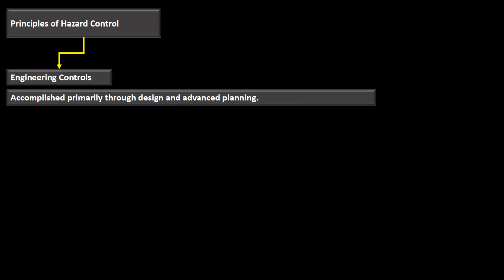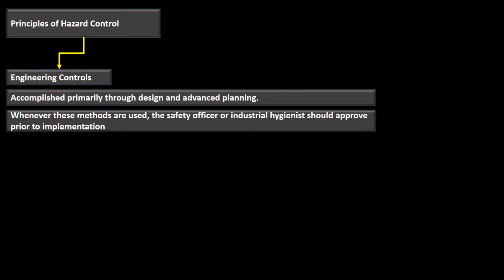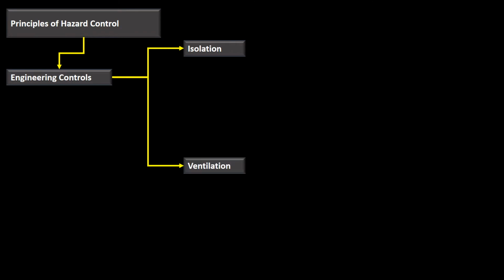Engineering controls. So engineering controls is accomplished primarily through design and advanced planning. It's designing something with the equipment that may be hazardous to mitigate that hazard, to kind of decrease it. Whenever these methods are used, the safety officer or the industrial hygienist should approve prior to implementation. And when we talk about engineering controls, we're going to talk about two specific types. We're going to talk about isolation and ventilation.